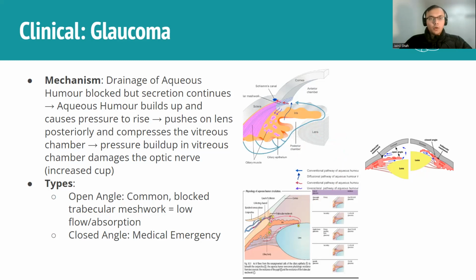There's two types to know about. One is open angle, which is the most common type, where you have the blocked trabecular meshwork. And so you have low flow and absorption through the trabecular meshwork over here before it can enter Schlemm's canal. And the closed angle is, as you can see here, where there's an obstruction here with the iris and the cornea. And so that causes much more pressure buildup and is therefore a bit more of a medical emergency. And you'll learn about that as well later on.